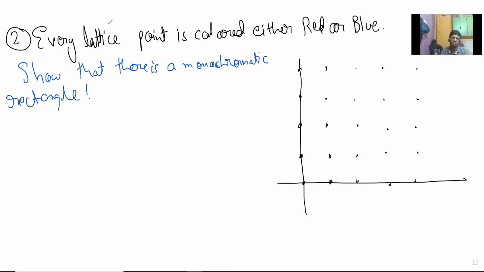So one of them could be red, some could be red like this, some could be blue. But you want to show that no matter how this is done, you will have a monochromatic rectangle. Okay, here you can already find one. That blue rectangle is popping up. So maybe to avoid that, I can try to make this red.